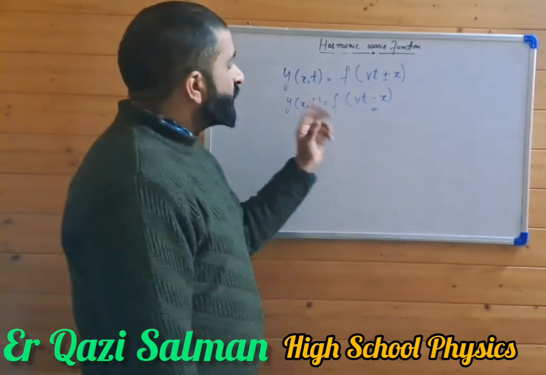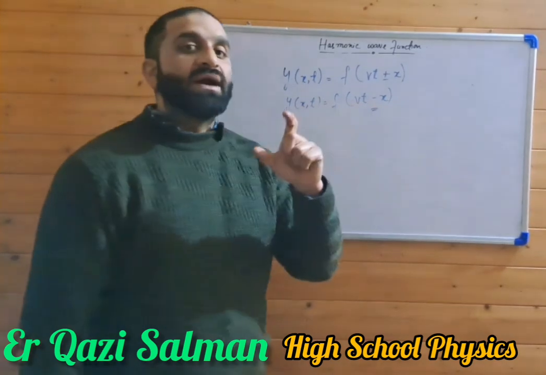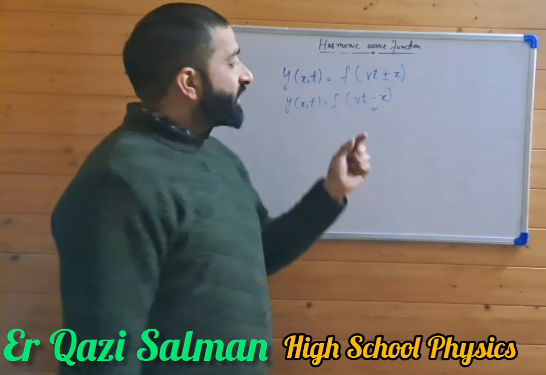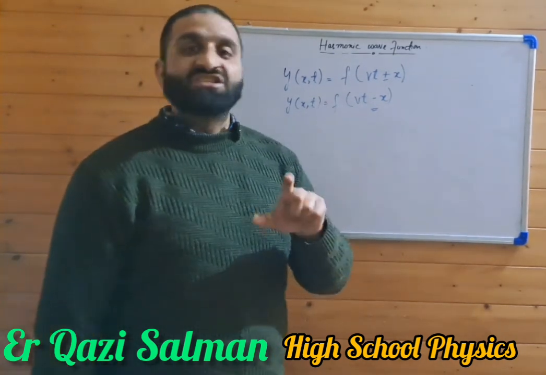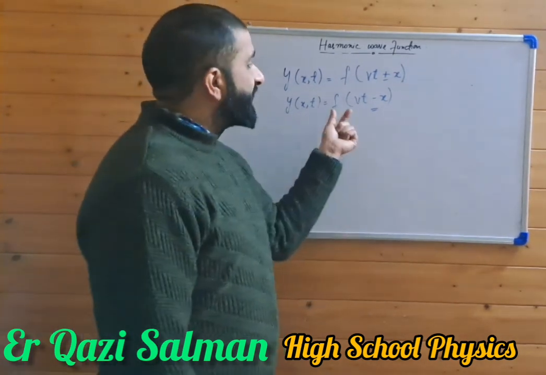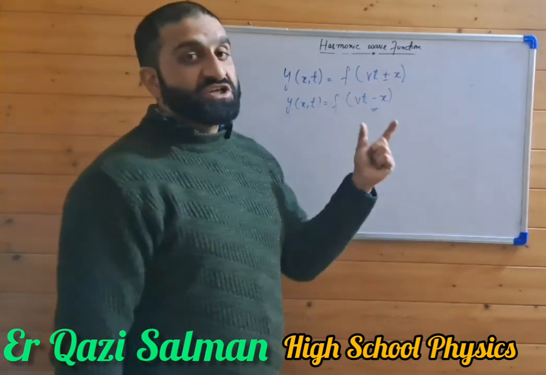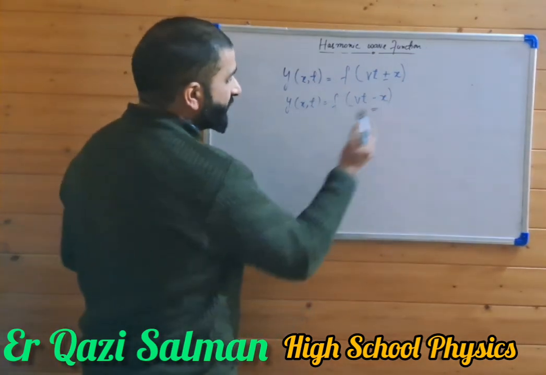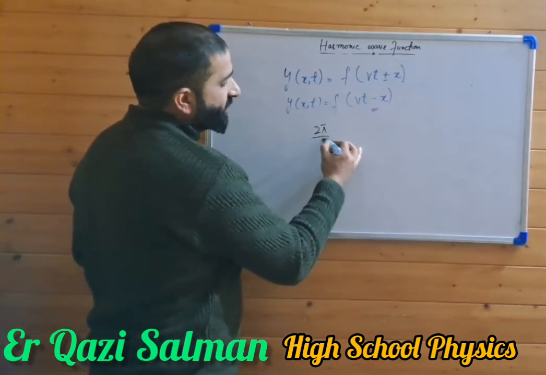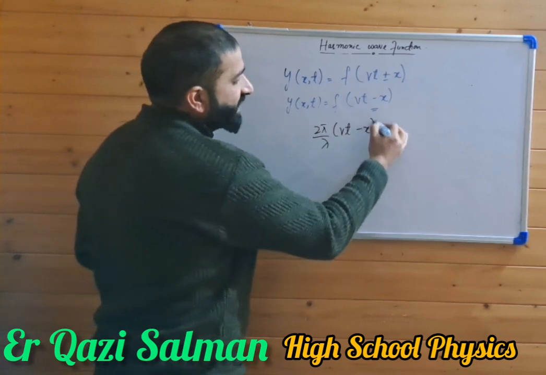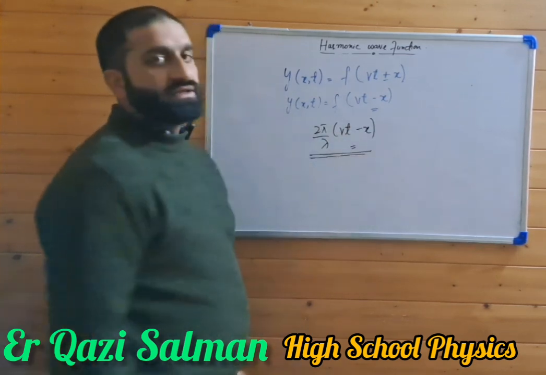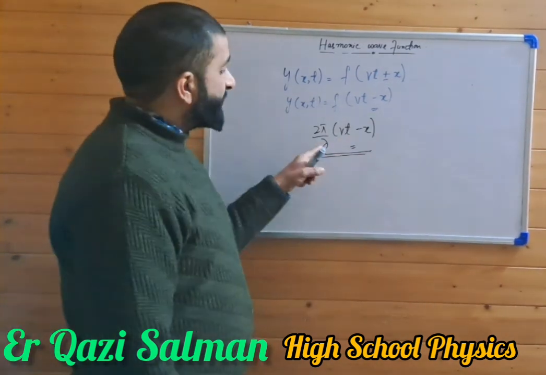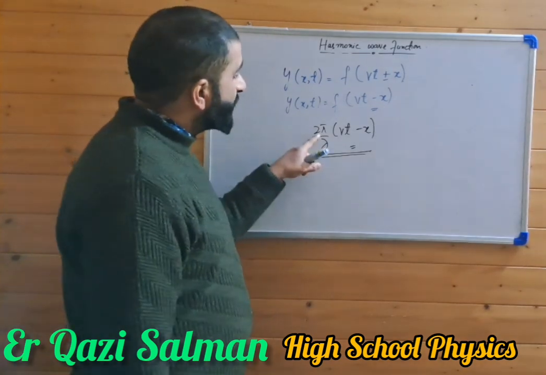In order to represent a harmonic wave function, we have to replace this function by sine or cosine. But here the argument is a displacement, while the argument of sine or cos can be an angle only. So the argument needs to be changed from vt minus x to an angle. How can we change this displacement into an angle? We multiply it by 2 pi divided by lambda into vt minus x, and this argument is an angle, as vt minus x is distance and lambda is distance, so the distance cuts out and we get an angle.